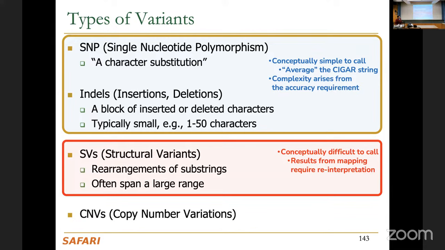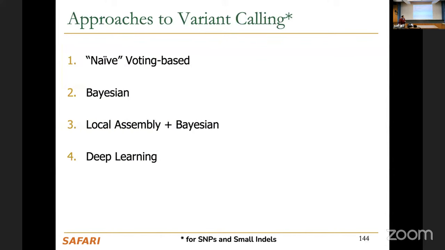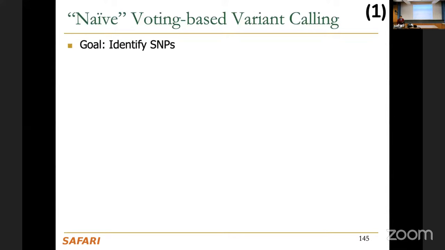So we may need to consider many reads that are mapped to a longer region, so that we can identify these structural variations. And there are several ways to perform variant calling. I'm going to be going through these relatively quickly. I'm not going to be showing the low-level ideas over here.